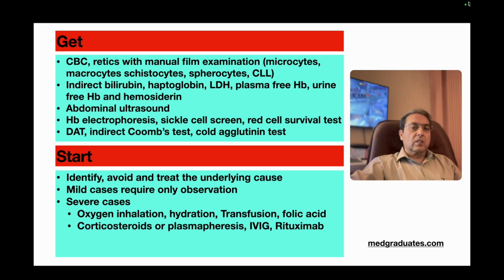Corticosteroids, plasmapheresis, IVIG, or rituximab can be used in autoimmune types of hemolytic anemias. And then in patients who are not responding to standard treatment, splenectomy may also be one of the potential treatment options. And then iron therapy in persistent hemoglobinuria. So this is what we do in patients who present with chronic hemolytic anemias.